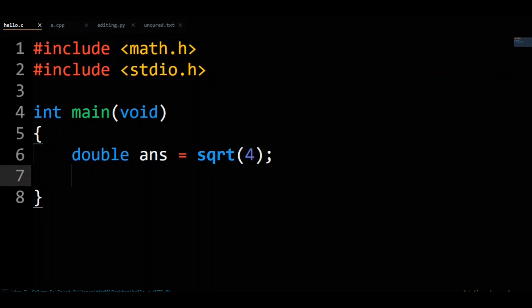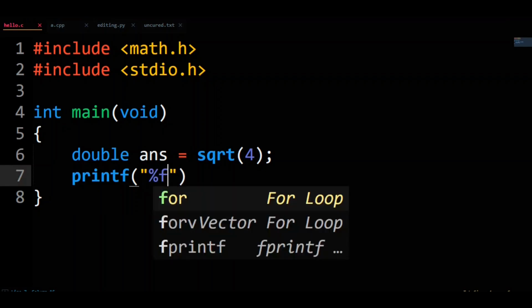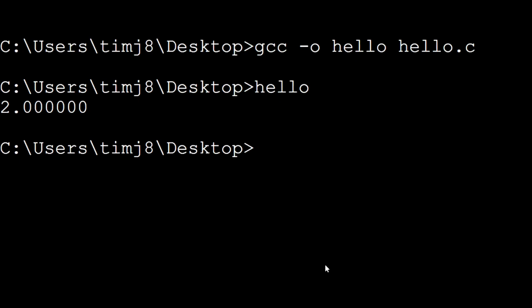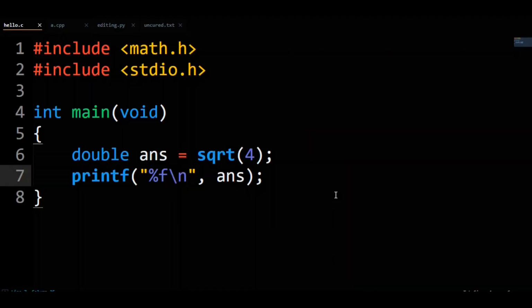Let's print that answer out. printf, double quotes, %f for doubles, then we'll printf ants. If we run this code, we get 2, meaning the square root of 4 is 2. Do note, square root is not mathematically defined for negative numbers, so don't pass negative numbers to square root.